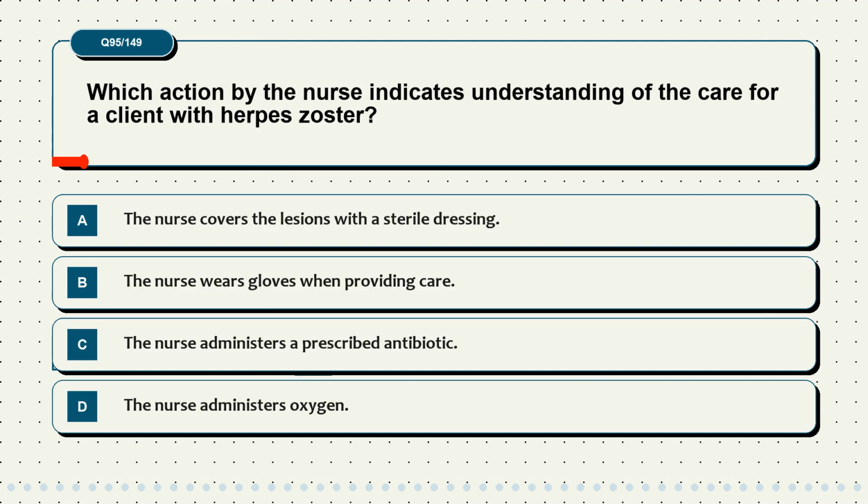Question 95. Which action by the nurse indicates understanding of the care for a client with herpes zoster? Here are the options. Option A. The nurse covers the lesions with a sterile dressing. Option B. The nurse wears gloves when providing care. Option C. The nurse administers a prescribed antibiotic. Option D. The nurse administers oxygen.